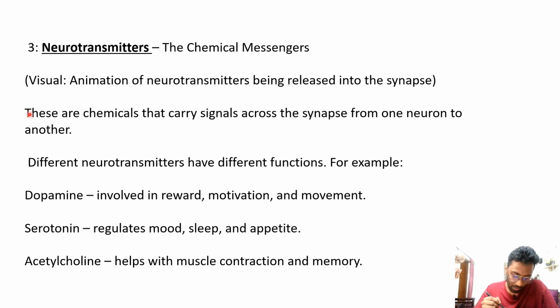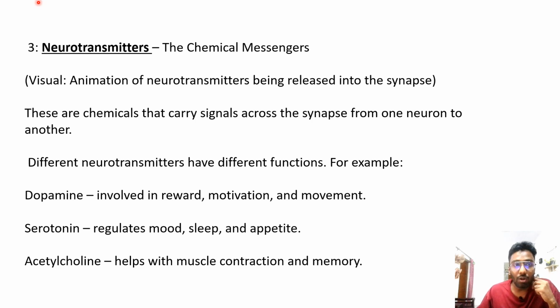Now let us see what these neurotransmitters are. These are chemicals that carry signals across the synapse from one neuron to another. There are different kinds of neurotransmitters with different functions. For example, dopamine is involved in reward, motivation, and movement, whereas serotonin regulates mood, sleep, and appetite, and acetylcholine helps with muscle contraction and memory.